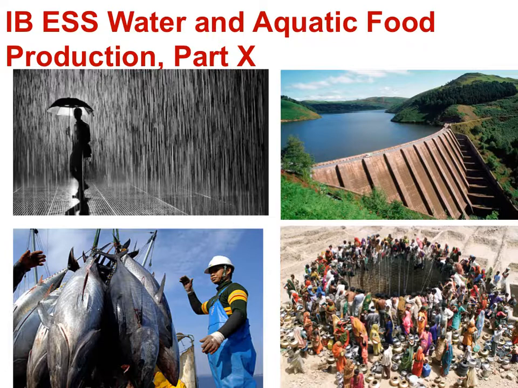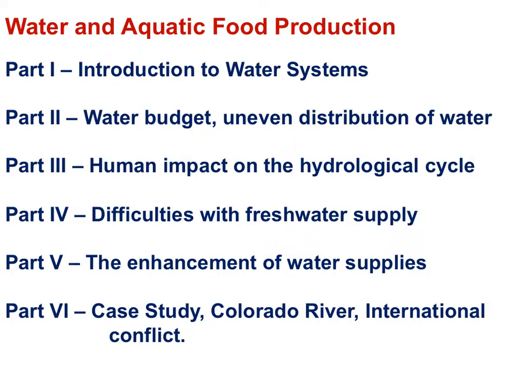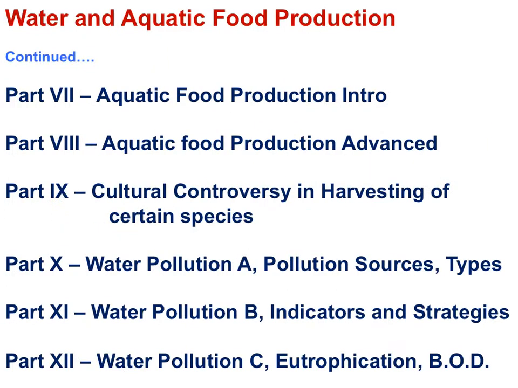Here is the first of 2 slides that outline the available movies in the Water and Aquatic Food Production Unit. Use this outline to find the movie you need for review. This movie is outlined on the next slide. Here is the second of 2 slides that outline the available movies in the unit. This movie is focused here.